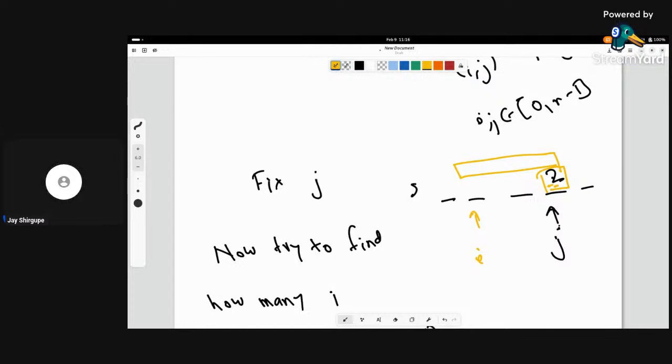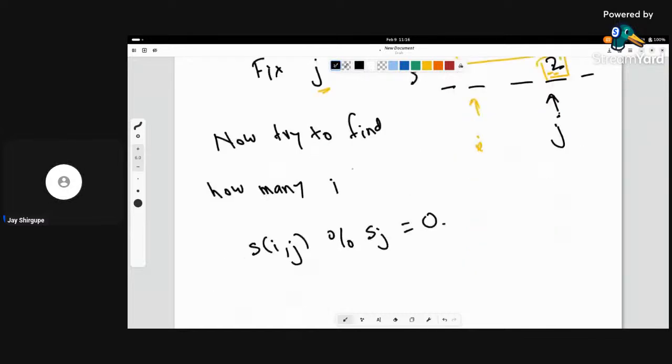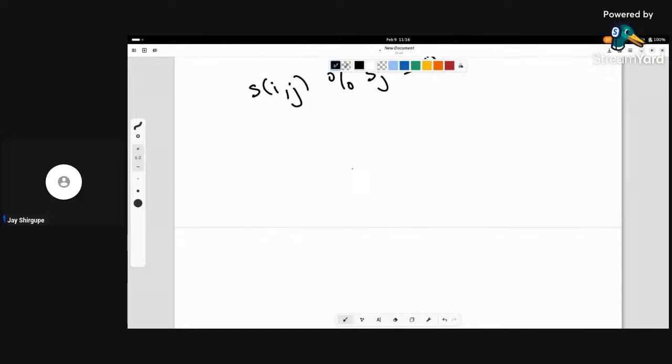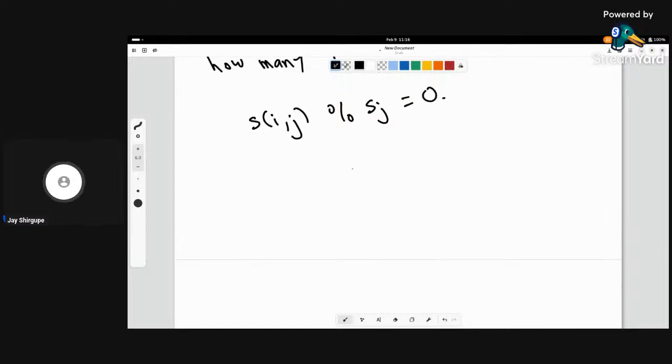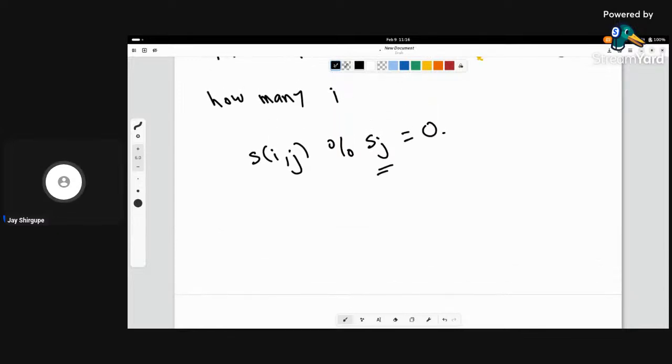Now, you can iterate over j from 0 to n minus 1 and fix j. In the brute force way, you would of course iterate from 0 up to j to fix i, but we have to find some efficient way to do this. How would you efficiently find how many i there are such that this is satisfied, given that you have fixed your j?